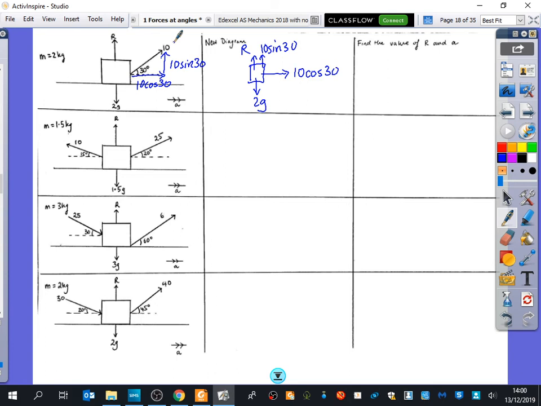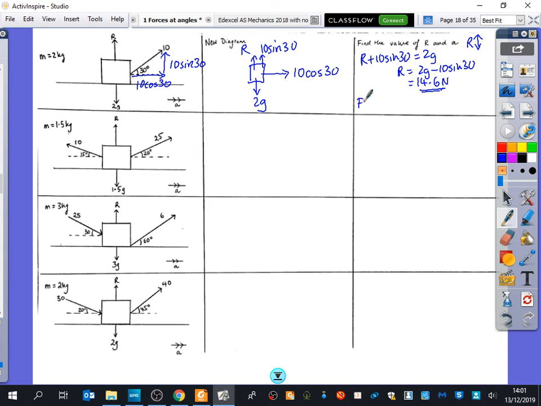By pulling it upwards a bit, what will that do to the normal reaction force? It will decrease it because it's making less contact with the surface. So the pushing up from the surface is going to be less. And you can see that because R plus 10 sine 30 is equal to 2g. So finishing that bit off, you get R equals 2g minus 10 sine 30, which works out as 14.6 newtons. And that was because we resolved in the up and down direction.